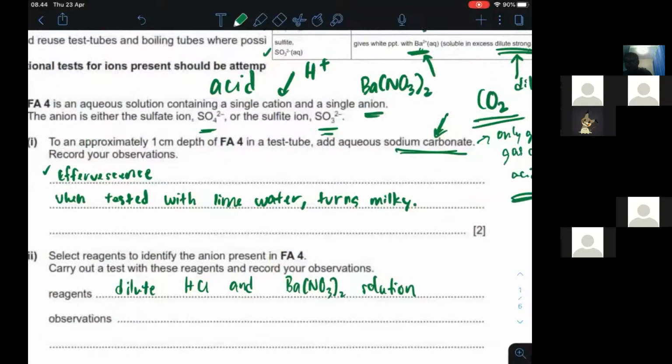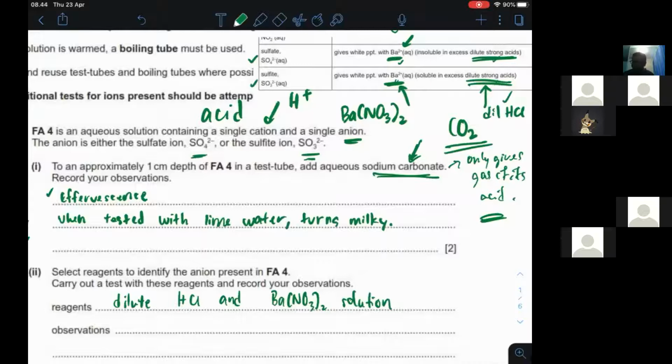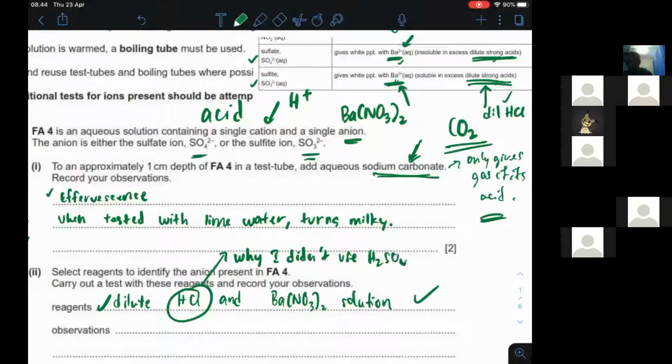Now, can you suggest why I didn't use sulfuric acid? Why I selected HCl rather than sulfuric acid? This is my answer actually: I'm going to use dilute HCl and barium nitrate solution. But why didn't I use sulfuric acid? Joshi? Hurry up. Why didn't I use sulfuric acid? Okay, let's select someone else. Helen, why didn't I use sulfuric acid?